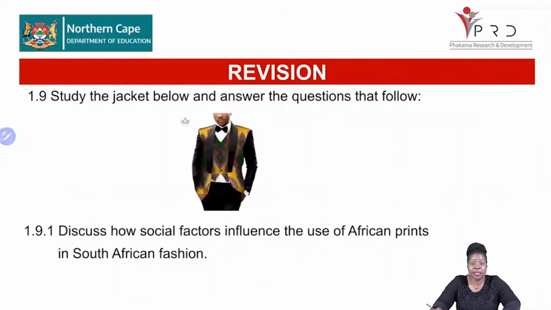1.9 says, study the jacket below and answer the questions that follow. And then 1.9.1 says, discuss how social factors influence the use of African prints in South African fashion. So this is a jacket with African prints on it. So let's answer 1.9.1, then we can move on to the solutions.